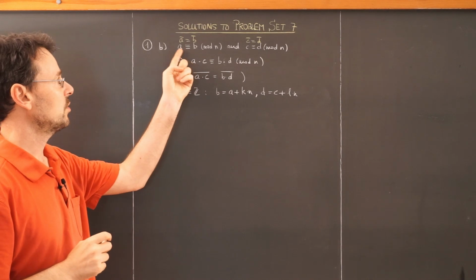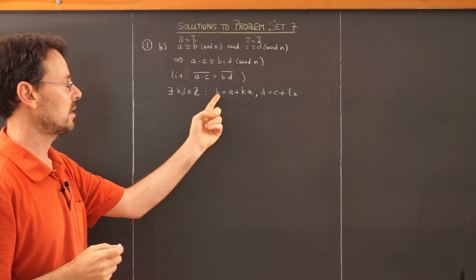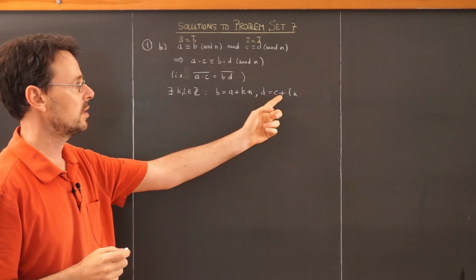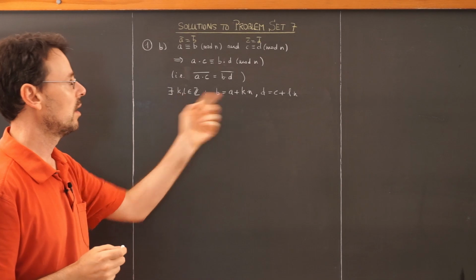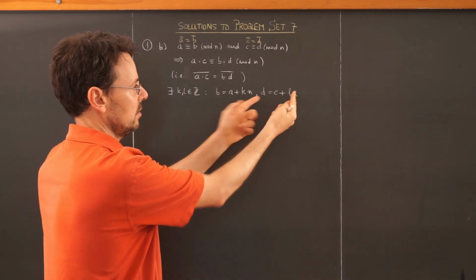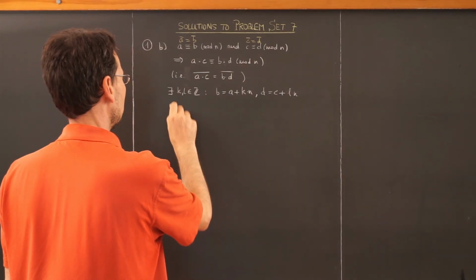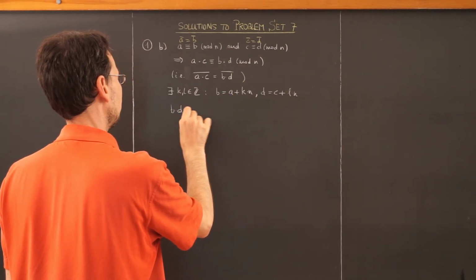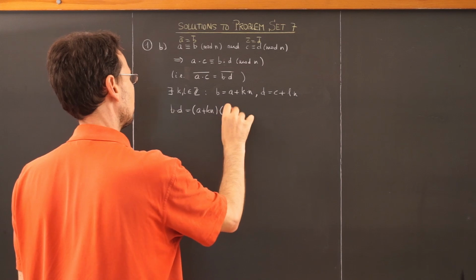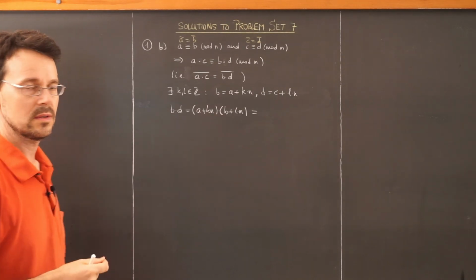Okay, now by assumption a and b are congruent, c and d are congruent mod n. This means exactly that b can be written as a plus some integer multiple of n, and d can be written as c plus some integer multiple of n, because then the difference b minus a is divisible by n and the difference d minus c is divisible by n. And so now we look at the product b times d and we simply have to expand this using the distributive law.